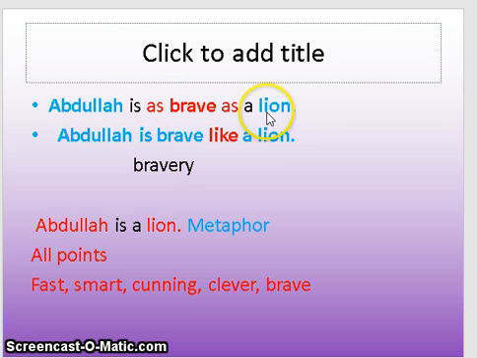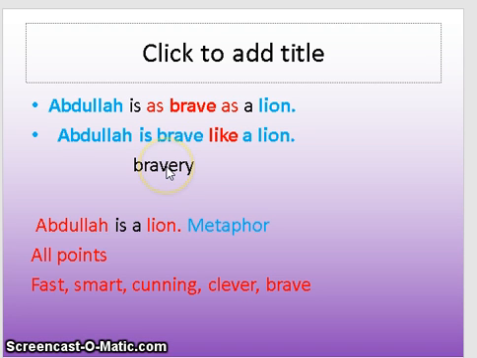Let's consider a few more examples. Abdullah is as brave as a lion. Abdullah is brave like a lion. Both mean the same. Here we are using the words as brave as, and here we are using the word like. So in simile we use the words as and like. These kind of words are indicators that the sentence is a simile sentence.